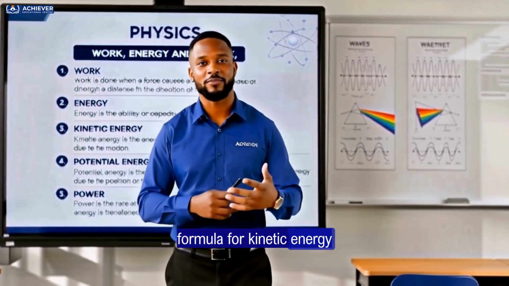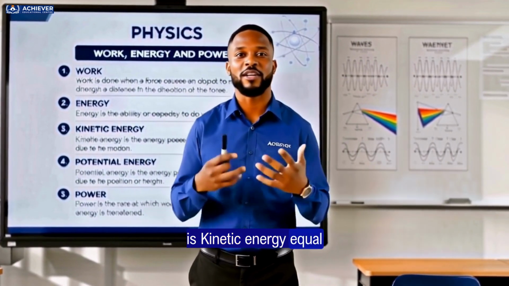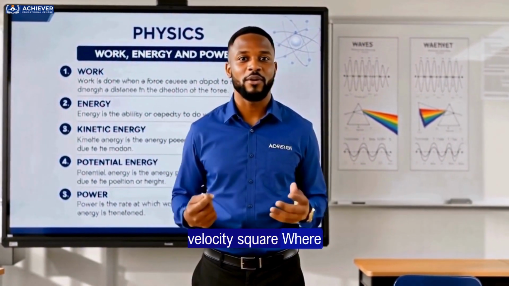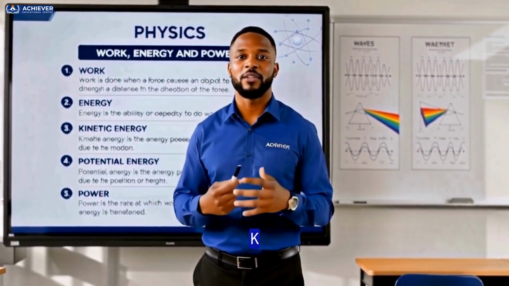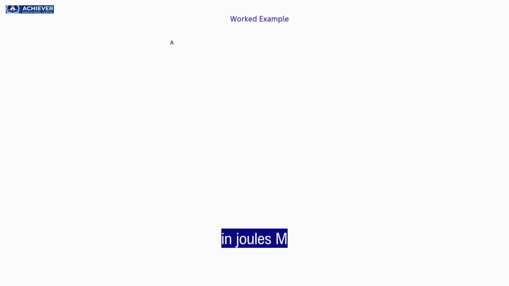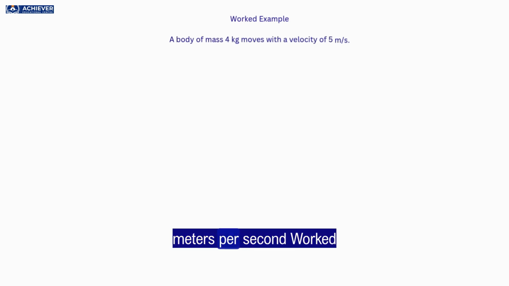The formula for kinetic energy is K = 1/2 m v², where K is the kinetic energy in joules, m is the mass in kilograms, v is the velocity in meters per second.